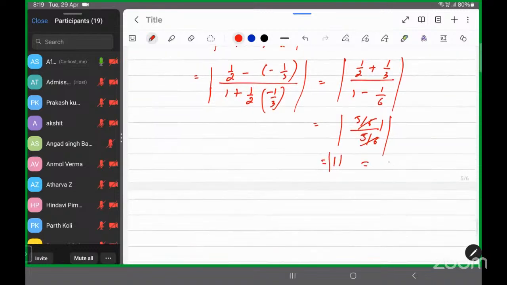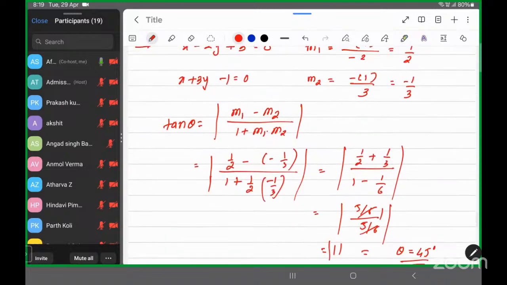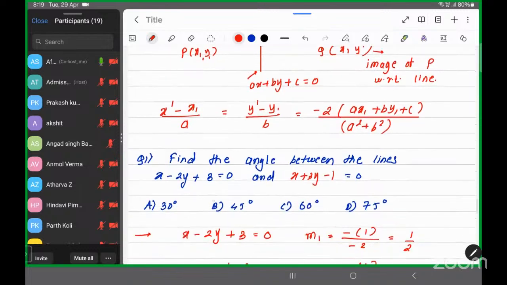Then tan theta is 1; at what value? Theta is equal to 45 degrees. So the answer is option B.